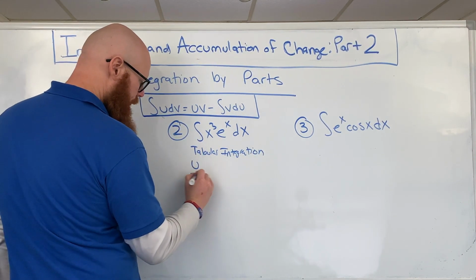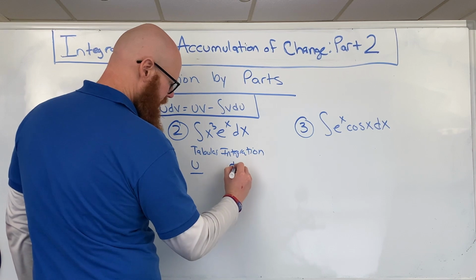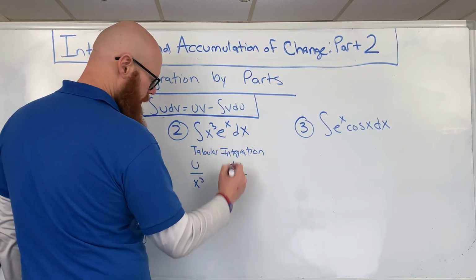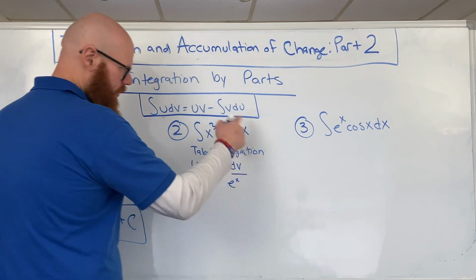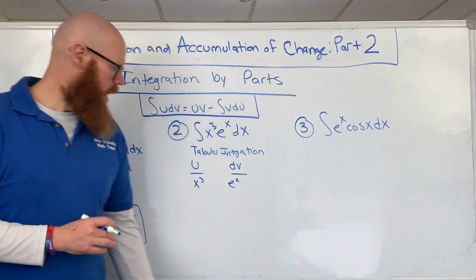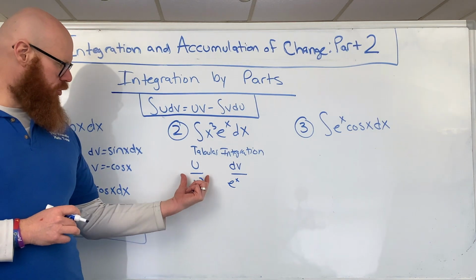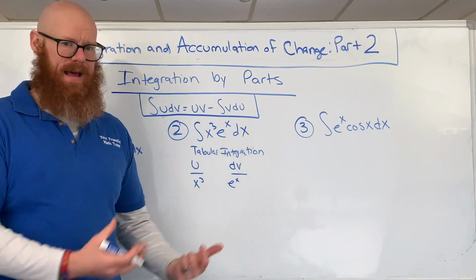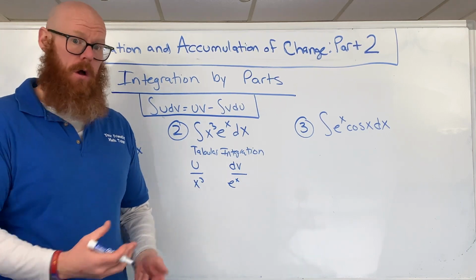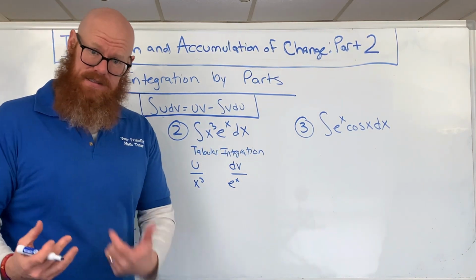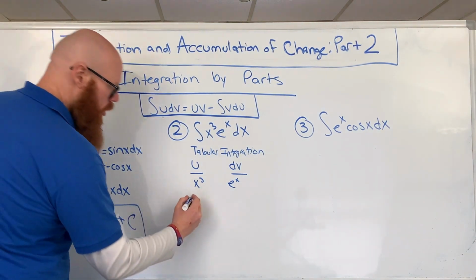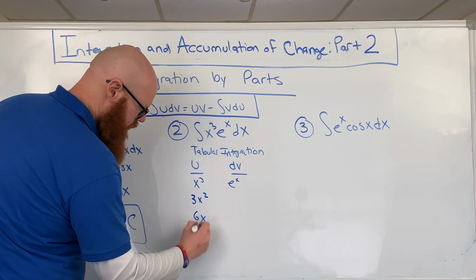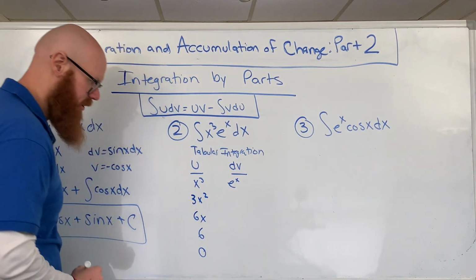You're going to make a column for u and a column for dv. You're always going to make u the power function, and you're always going to make dv the other one. I'm not even going to write the dx anymore. This is a shortcut. So you're going to first derive this down to 0. This is why it has to be a power function. You can't make that e or cosine. They'll never go to 0. Power functions will always make their way to 0 if you keep deriving them. So the derivative of x cubed is 3x squared. The derivative of 3x squared is 6x. The derivative of 6x is 6, and I get to 0.